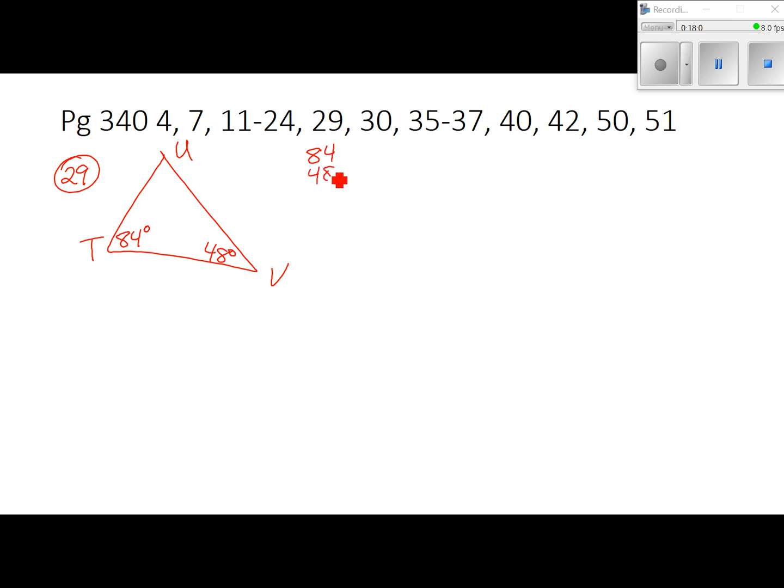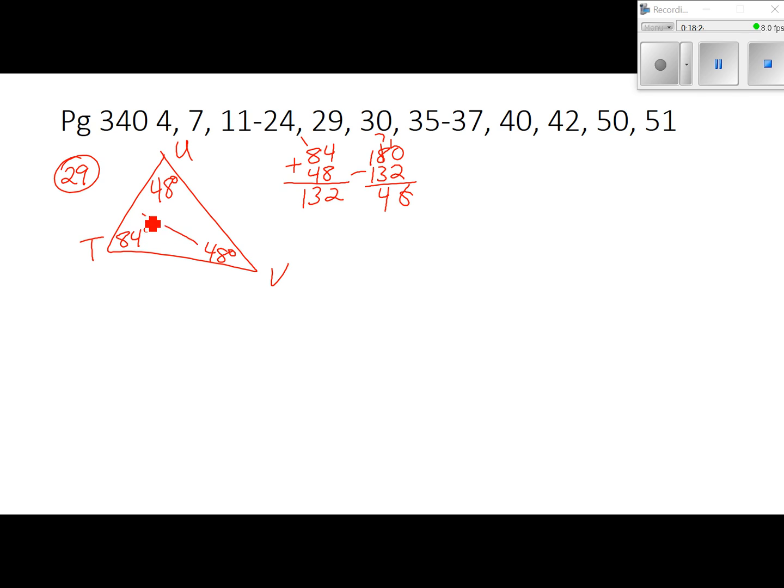84 plus 48 is 132. We subtract that from 180, and you get 48. Let me make sure I did everything right there. So that angle's 48 degrees.